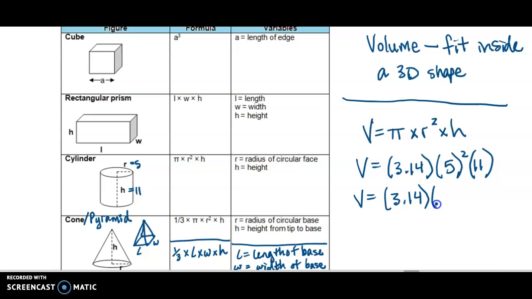So order of operations tells me to do 5 squared first, and then I'm going to grab my calculator, because again, calculator is okay for this area. So 3.14 times 25 times 11. So that volume is equal to 863.5. And then my units, I didn't write any units there, so I'm just going to write U cubed because volume is always units cubed. So that's an example of the best way to show work.